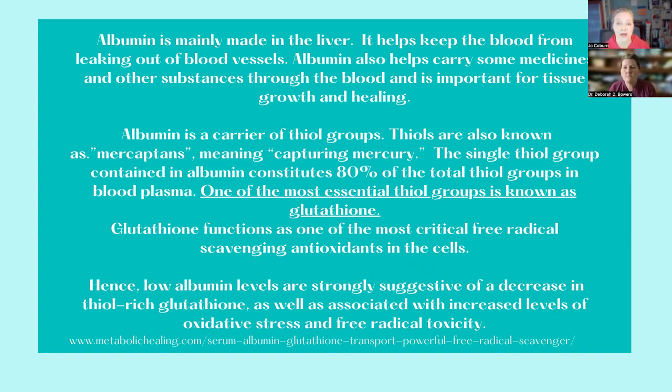Thiols are known as mercaptans, meaning capturing mercury. A single thiol group contained in albumin constitutes 80% of the total thiol groups in blood plasma. And one of the ones that we all know and love is glutathione. So the thio in glutathione is the thiol group. Glutathione is one of the most critical free radical scavenging antioxidants in the cells. Hence, a low albumin level is strongly suggestive of a decrease in thiol-rich glutathione, as well as associated with increased levels of oxidative stress and free radical toxicity.